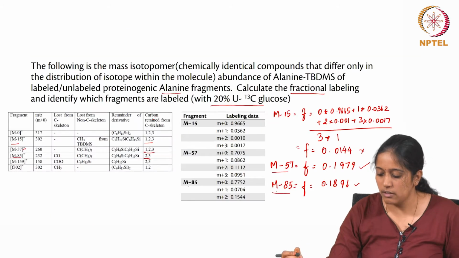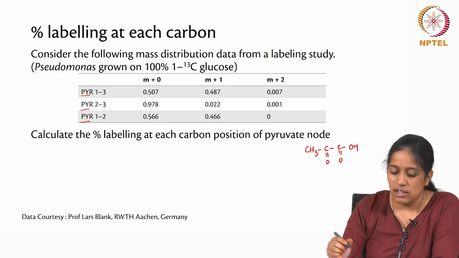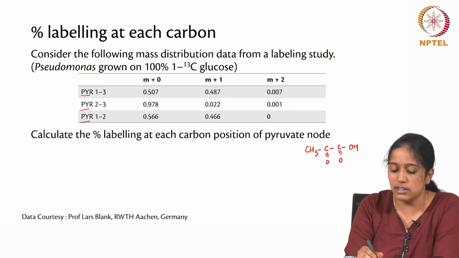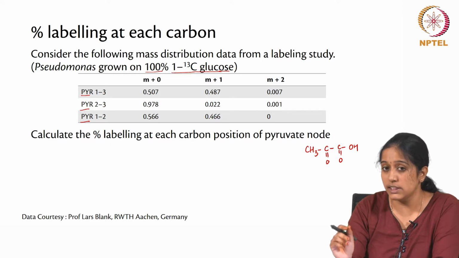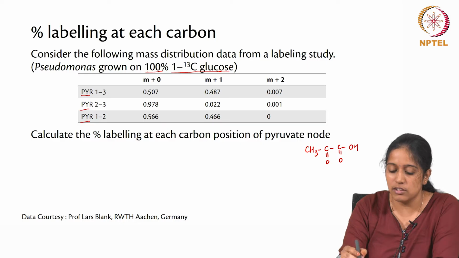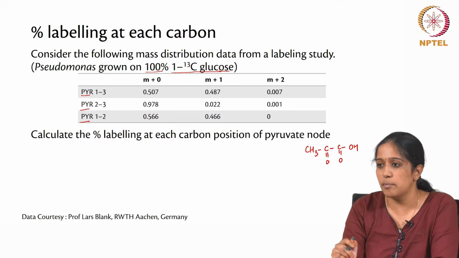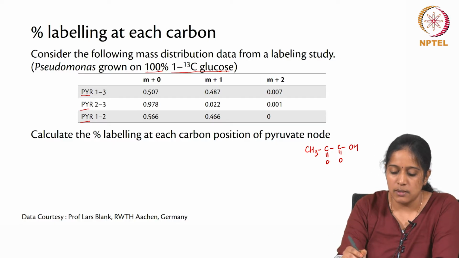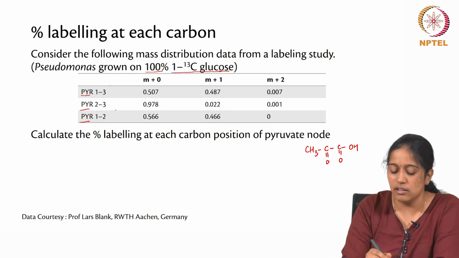So, this is pyruvic acid. It has 3 carbon atoms, and this study was done on 100% 1-13C glucose. This means that it is a positional tracer, and if you recall from the previous lecture, a positional tracer can be used to resolve alternate pathways in a given cell. Here, since I used 13C glucose labeled at the first position, I get information.